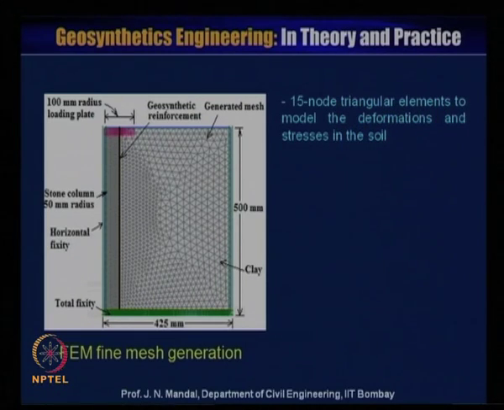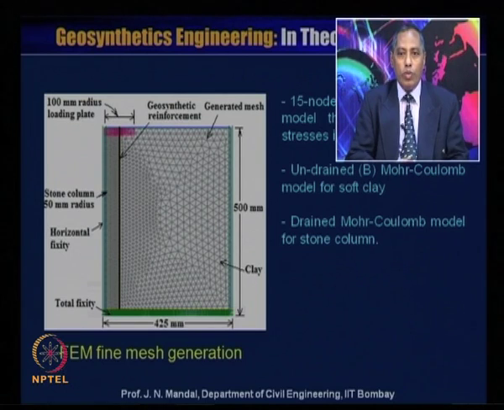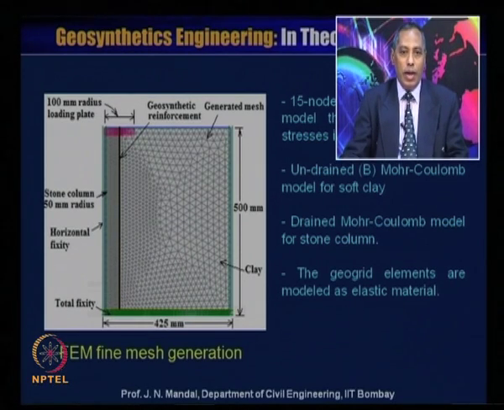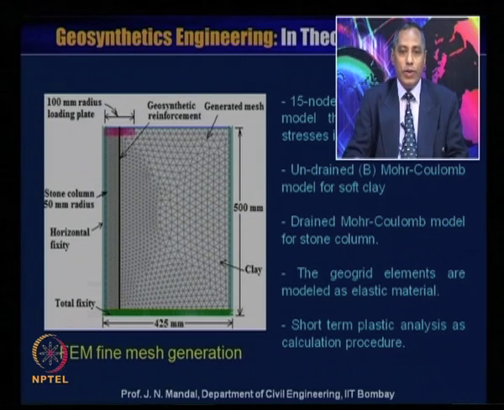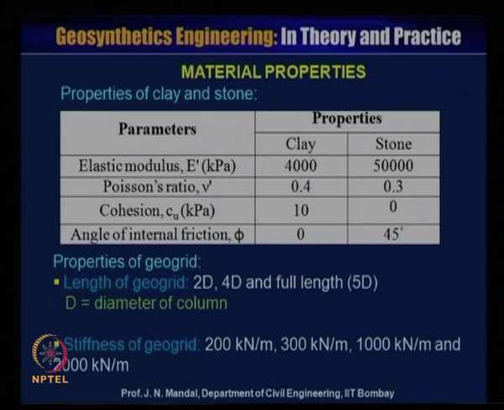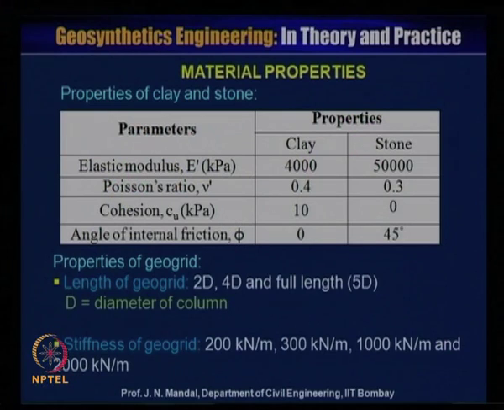This is a 15 node triangular element to model the deformation and stresses in the soil. Then an undrained B Mohr Coulomb model is used for the soft clay. This has been taken from PLAXIS. A drained Mohr Coulomb model is used for the stone column, and the geogrid elements are modeled as an elastic material. Short term plastic analysis is the calculation procedure. So in this model, we have introduced these properties of the clay and stone, as well as the properties of the geogrid material.